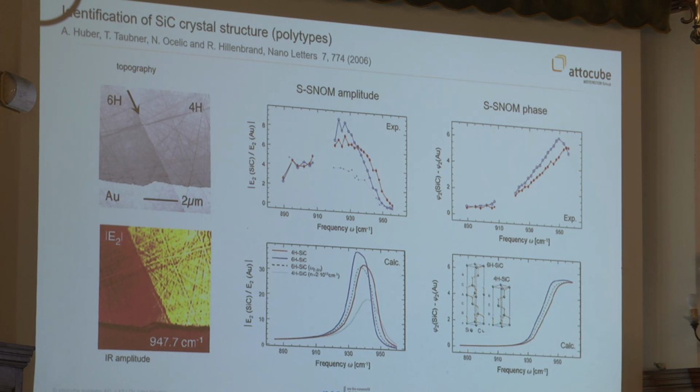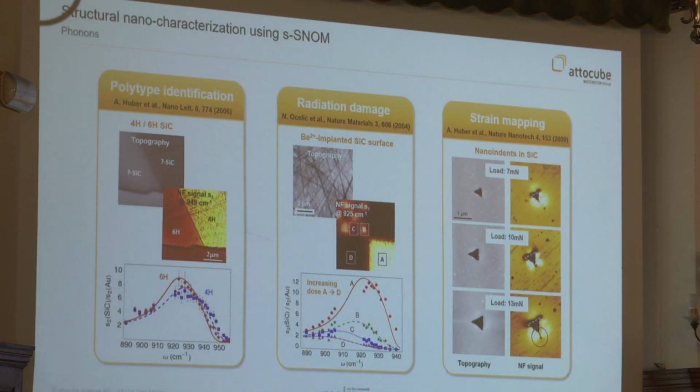And this is done, for example, here. This is, again, silicon carbide, measured at one of these resonances. And we can see a very sharp contrast here, even though it's both silicon carbide. But it's just a different crystal structure in one of the areas. So the phonon is slightly shifted, slightly more damped. And we can nicely map this with s-SNOM in amplitude and phase. So we can identify crystal polytypes via the phonon. This was the example on the left.